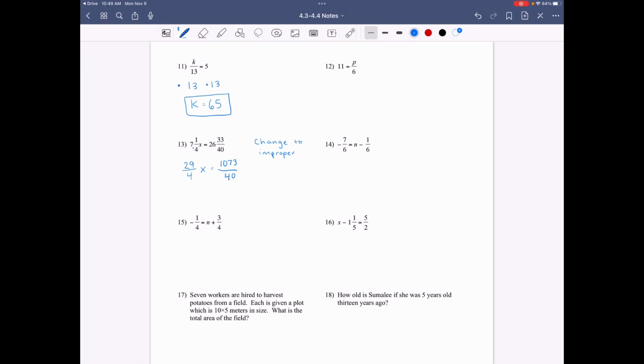Now I can, I'm multiplying 29 over 4, so I would divide by 29 over 4. But if you remember, dividing by a fraction, we like to multiply by the reciprocal instead. So let's just rewrite everything. This will cancel, so we just have x. But instead of 1073 over 40 divided by 29 over 4, we're going to change it to multiplication and flip that 29/4.